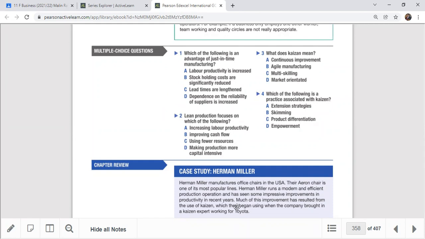Yes, I got a couple of answers. Answer is B, correct. B is the correct answer. Stock holding costs can be significantly reduced. Very good. Right, second question.